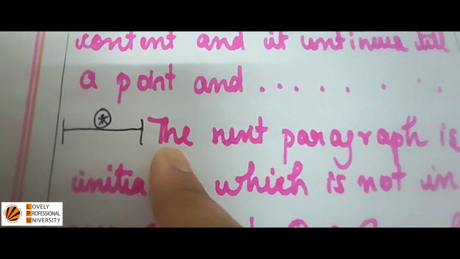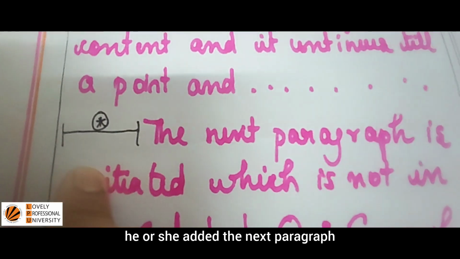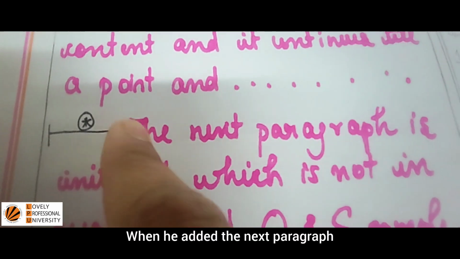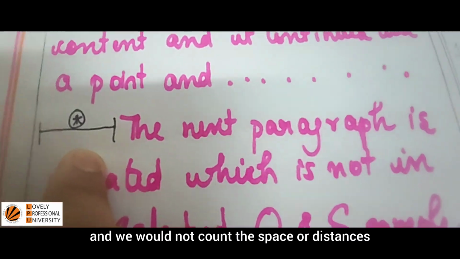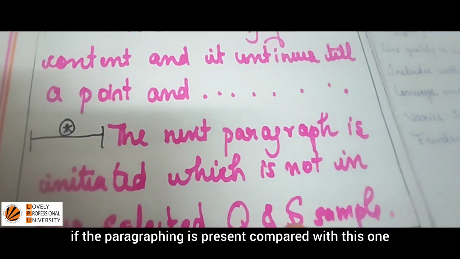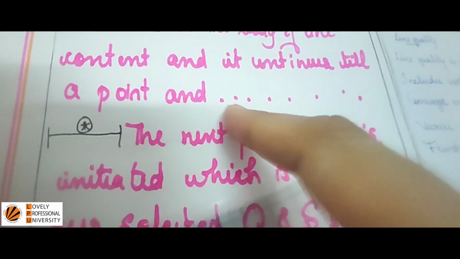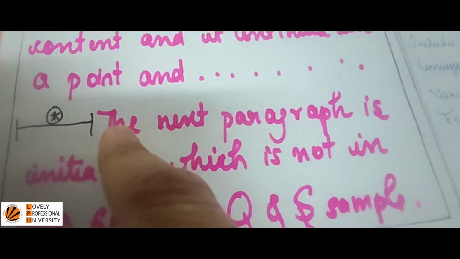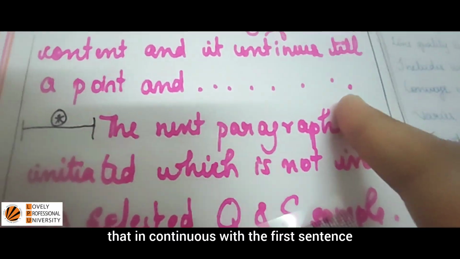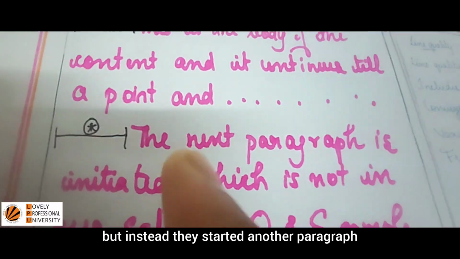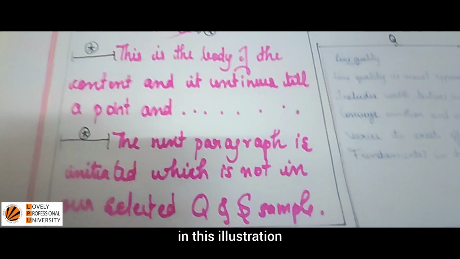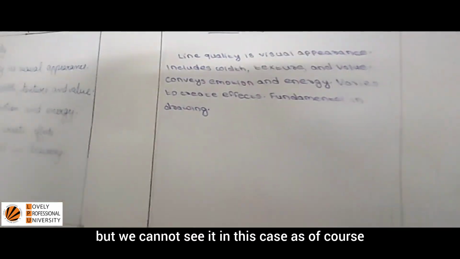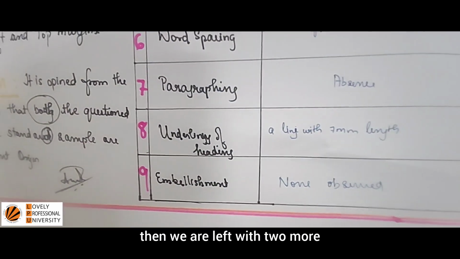Here he or she added the next paragraph, and a space is obtained. We won't count the space or distances; we will be checking whether paragraphing is present. Here there is a sentence they could have added continuously with the first sentence, but instead they started another paragraph. Hence we say that paragraphing is present in this illustration, but we cannot see it in this case, as of course this is a small sample. So that was paragraphing.